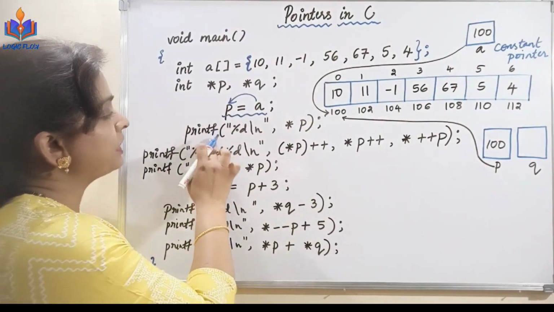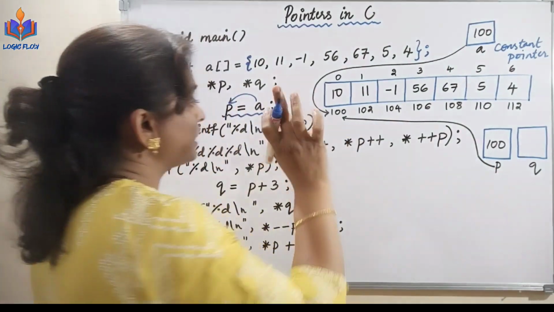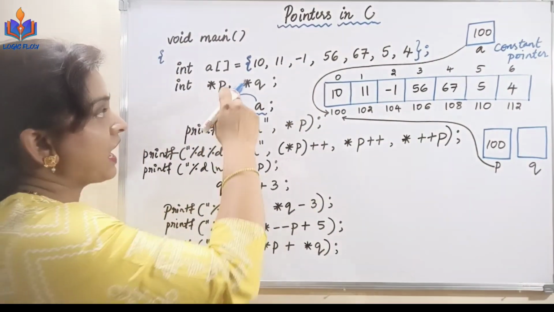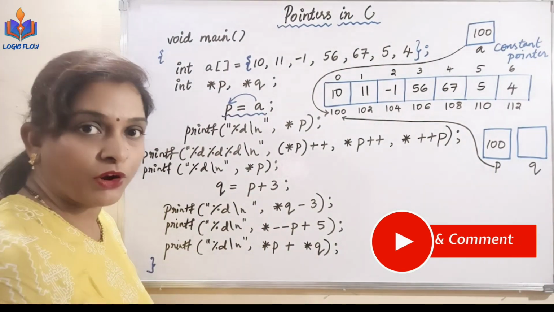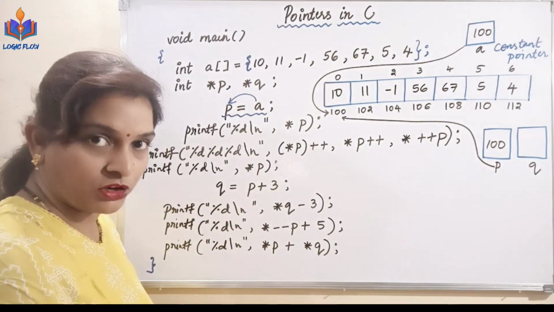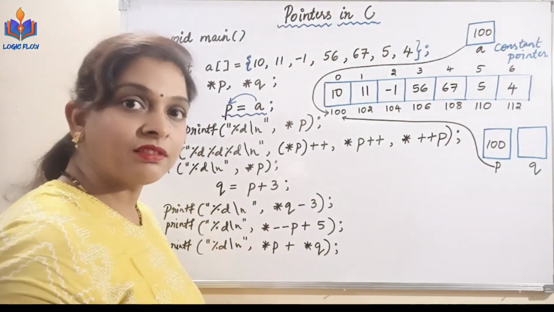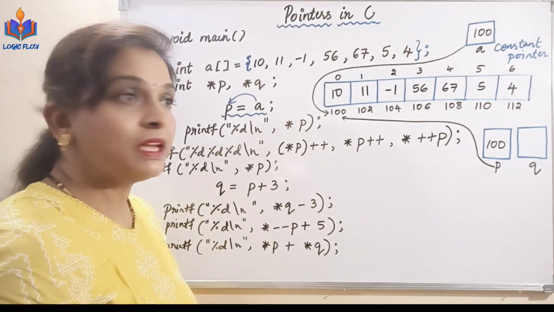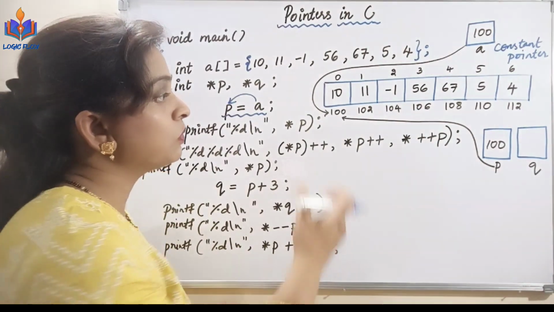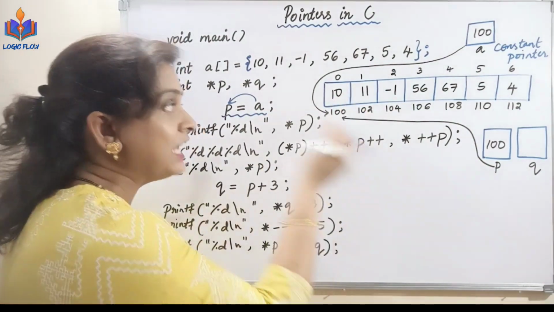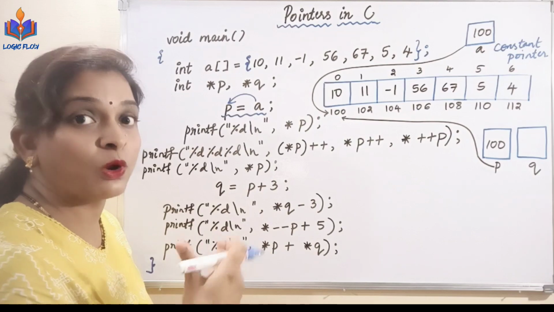Now, I say printf %d asterisk P. P is pointing to 100. One thing you should know: asterisk when we use in the declaration will be treated as a pointer. It tells the compiler that it's a pointer variable. But asterisk when we use in statements for printing or in initialization will act as a dereferencing operator. It is going to fetch the value at the location. Asterisk represents value at the location or value at the address.